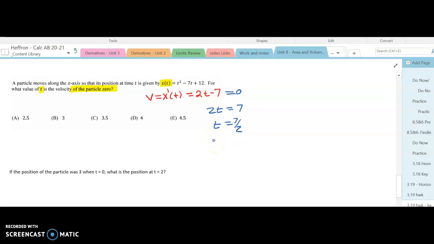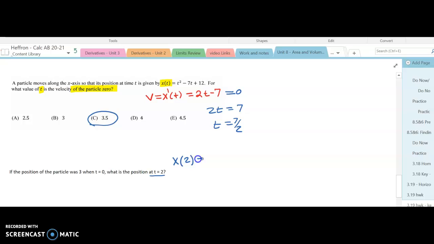That is 3.5, because 6 over 2 would be 3. Yep, that's our answer. And then we're saying if the position of the particle was 3 when t equals 0, what is the position at 2? Well, in this case, they've actually just given us the position. So we can plug in 2 to our formula.